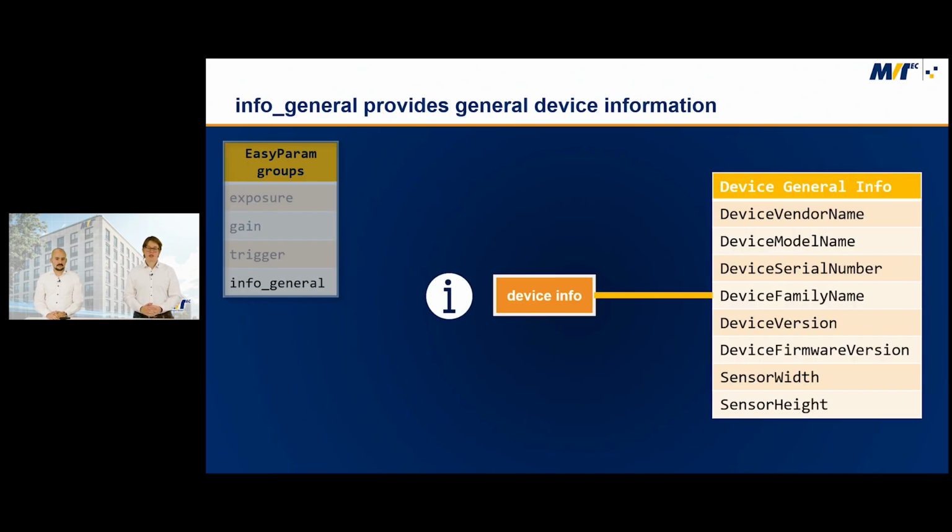Then device info. This is a special parameter group that you won't be able to find within the image acquisition assistant, but you can receive all this information by calling get_framegrabber_param. And with the easy parameters, this is the last feature we wanted to show you. Thank you, and I give back to Mario.